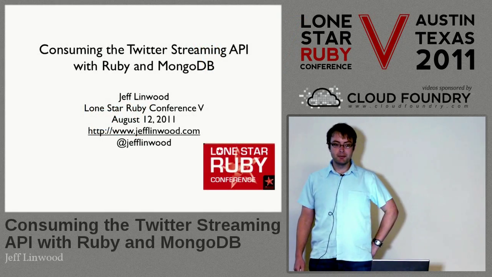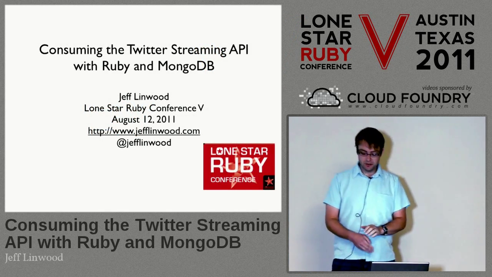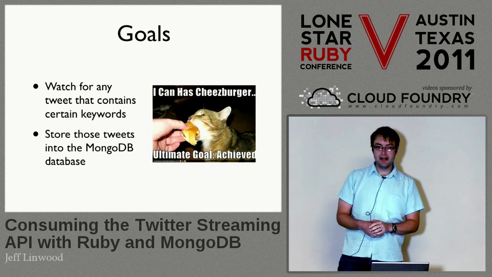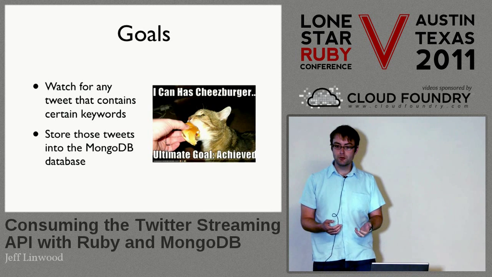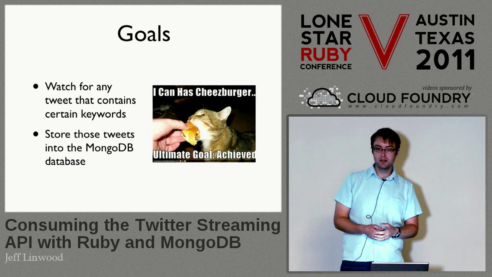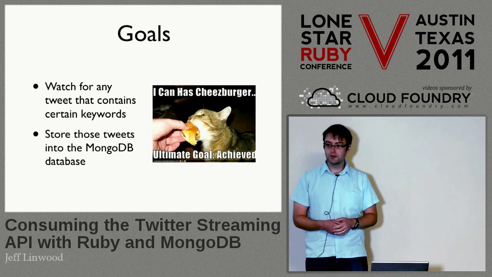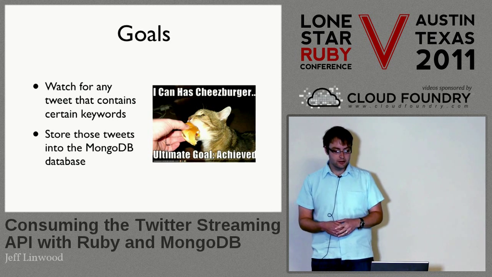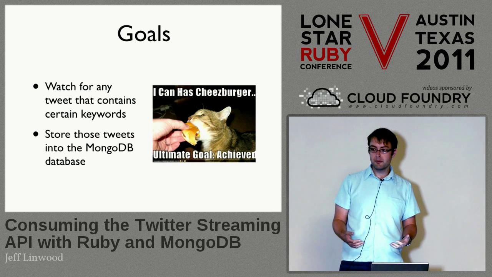So this is going to be a presentation on the Twitter streaming API. And what I'm going to do is talk about how to use the Twitter streaming API to basically listen for any kind of tweets that contain certain keywords or were tweeted by certain users or mention certain users, and then store those in MongoDB. So this is going to be a pretty basic overview of the Twitter streaming API.